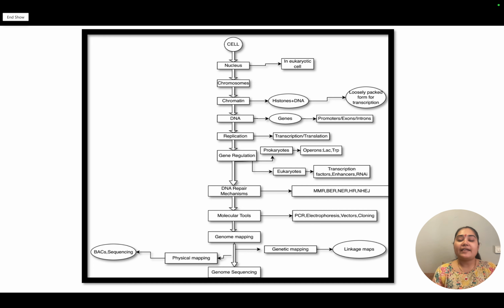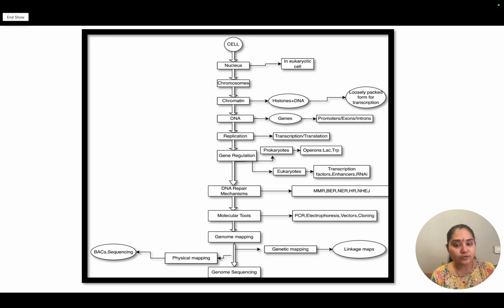Replication is a process where the DNA forms copies of itself, and after that mRNA is formed, and from mRNA we get proteins. So DNA to mRNA, mRNA to protein is the central dogma process. DNA to mRNA is called transcription, and mRNA to protein is called translation. The gene regulation part comes after this. In prokaryotes, it is done by operons, the lac operon and the tryptophan operon. In eukaryotes, there are transcription factors, enhancers, and RNA.